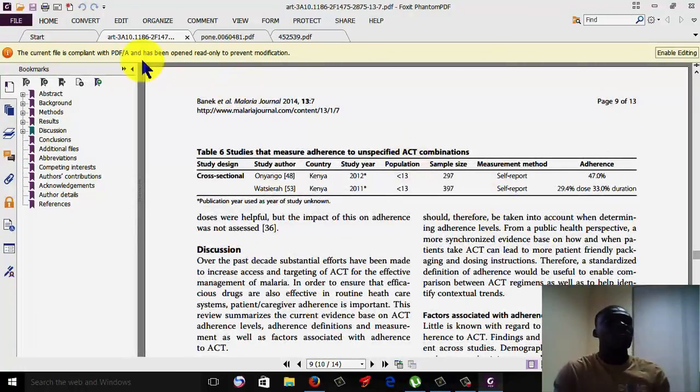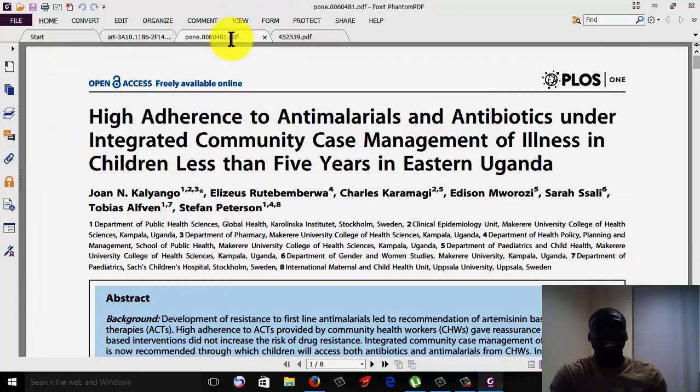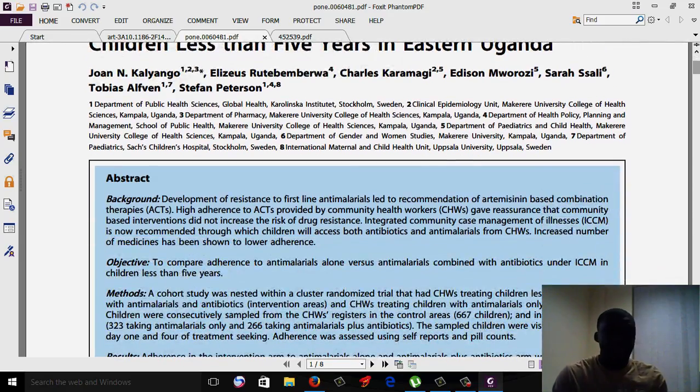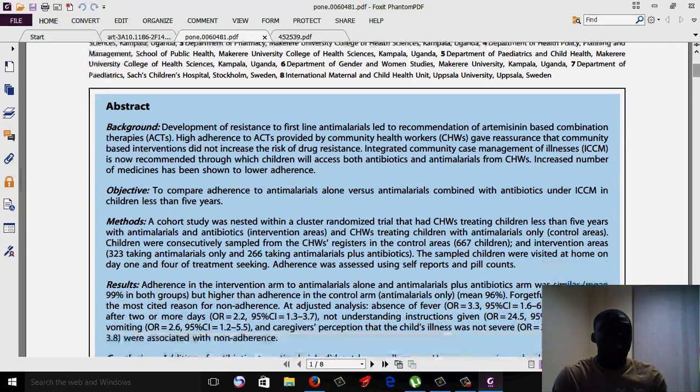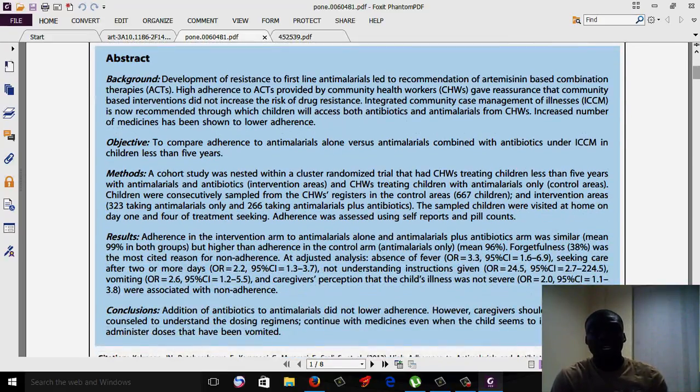Okay, let's move on to the next paper. So this one is also high adherence to anti-malarials and antibiotics under what? Integrated community-based management of illness in children less than 5 years. ICCM. Okay, so when you come to this one too, the same way, you are seeing a lot of things that are being told. Let's see how they got it in terms of their method.